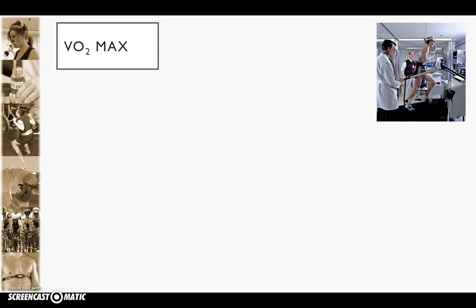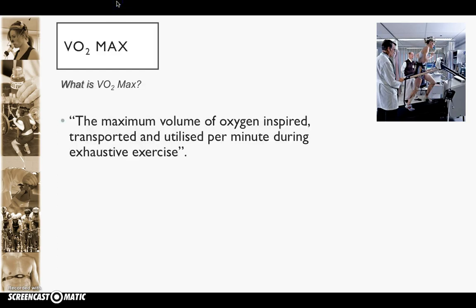So first of all, a key component to aerobic capacity is VO2 max. VO2 max is the maximum volume of oxygen inspired, transported, and utilised per minute during exhaustive exercise, i.e. how much oxygen we breathe in and use per minute during exhaustive exercise. It's measured in millilitres per kilogram per minute. And the higher percentage attained before fatigue sets in, the higher the aerobic capacity of a performer.